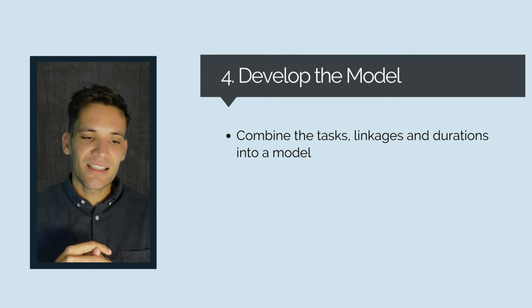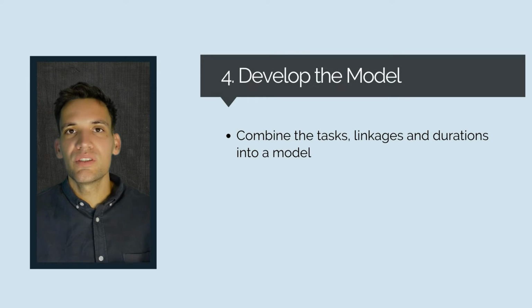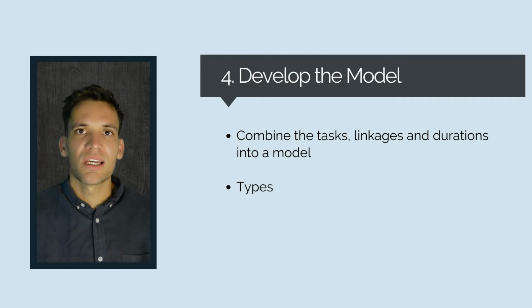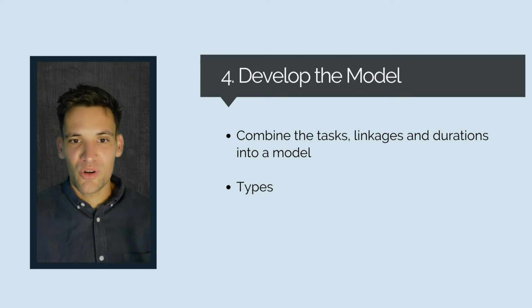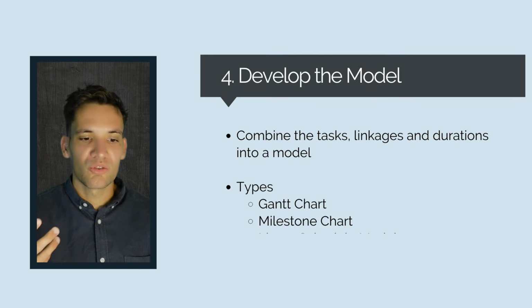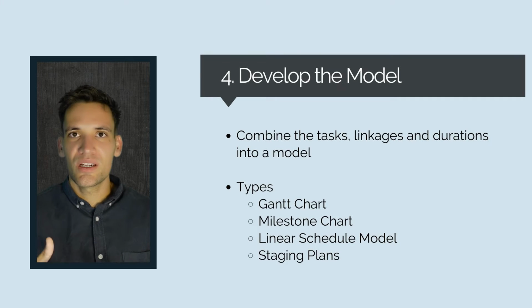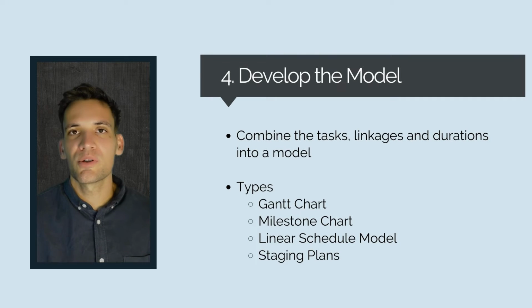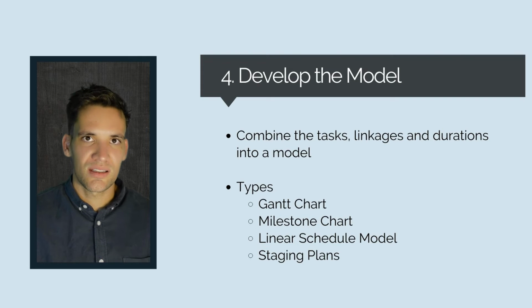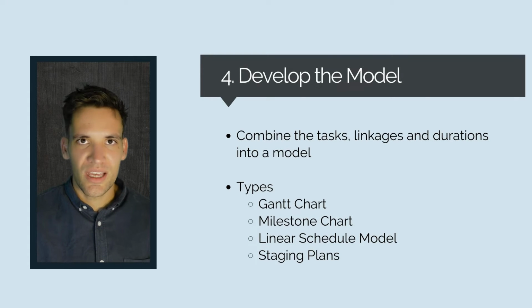So we want to combine the tasks, linkages, and durations into a single model. Now there's lots of different types of schedule models we can use. By far the most common, the one you'll recognize and the one everyone uses, is a Gantt chart. But we've also got things like milestone charts or linear schedule models or staging plans that have different and specific applications. So as you progress in your career, I'm sure you'll see these other types, but really the basics is you just need to know how to use Gantt charts.